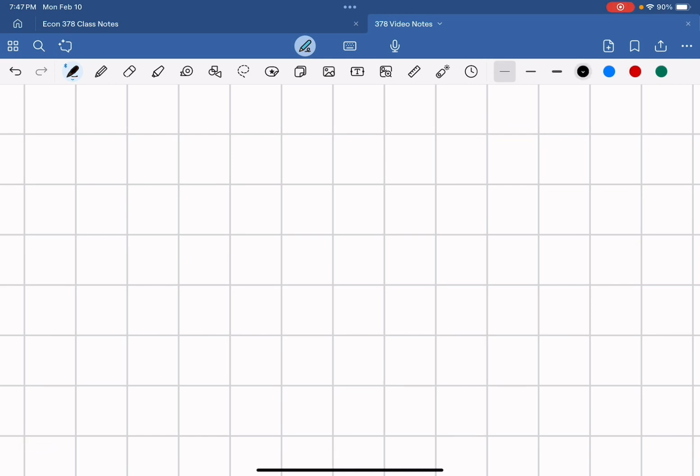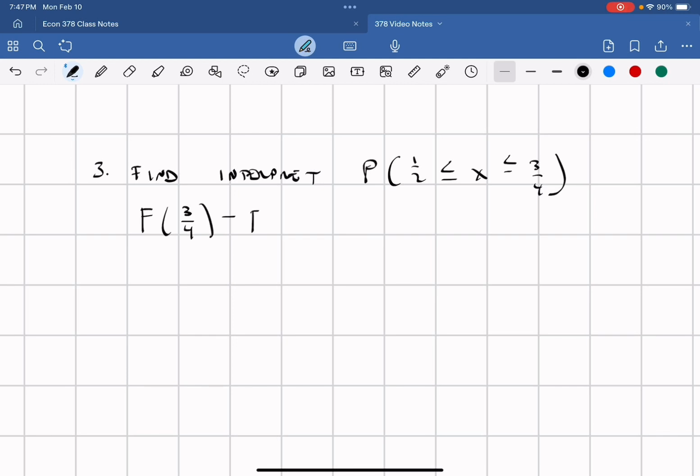Now with the CDF, let's go ahead over here and look at question 3. Find and interpret the probability of 1/2 less than or equal to x less than or equal to 3/4. So what we're asking here is, the setup of the question is this x represents the stock in a warehouse. So we're asking, what's the probability that the stock of the warehouse is between 1/2 and 3/4? So what I can do is just use the CDF, and I can look at big F of 3/4 minus big F of 1/2.